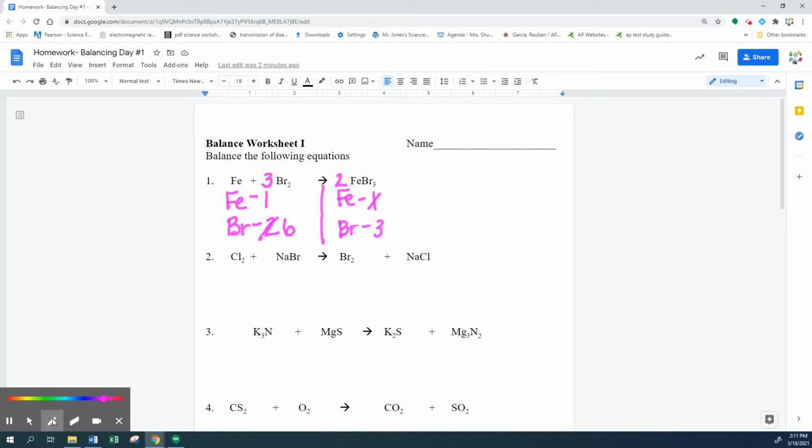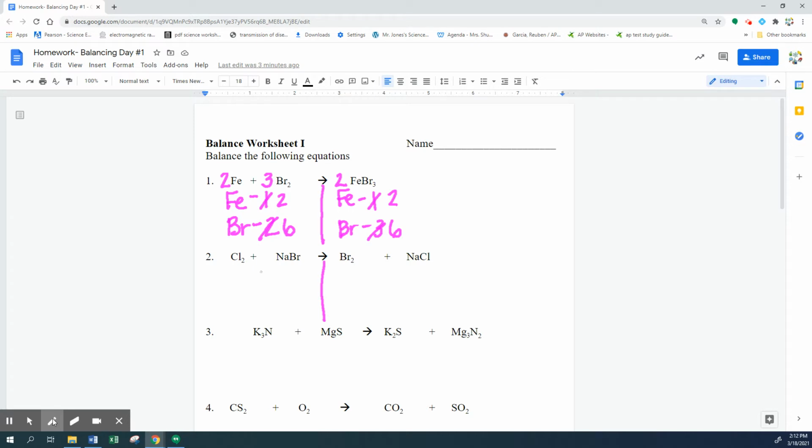That does change my bromine, but it also changes my iron to 2. Now my irons do not balance. So I'm going to go back to my reactant side. And I need to multiply 1 by what in order to get 2? You need to multiply by 2. So I put 2 as a coefficient and then change it underneath. For number 2, and then we are all balanced. So we have 2, 6, 2, 6. We're good.